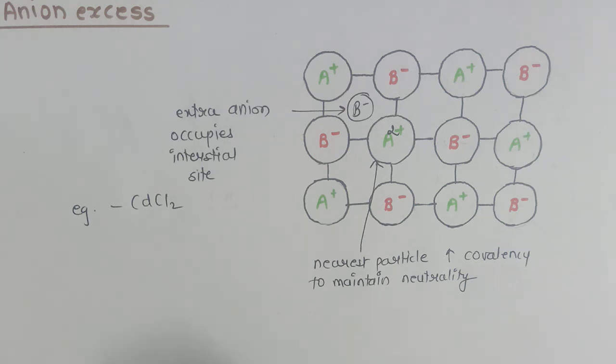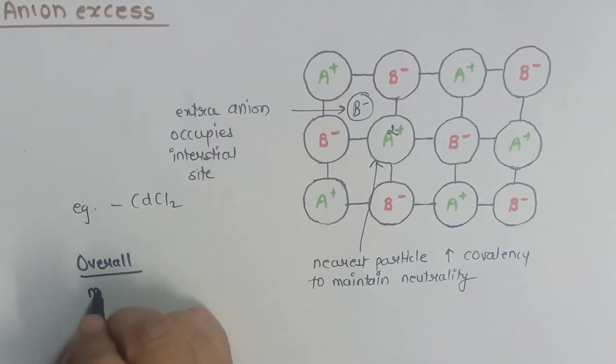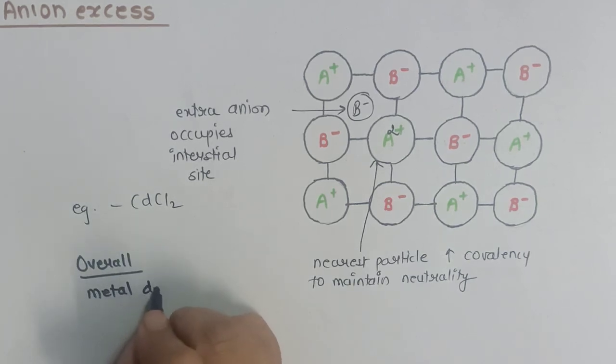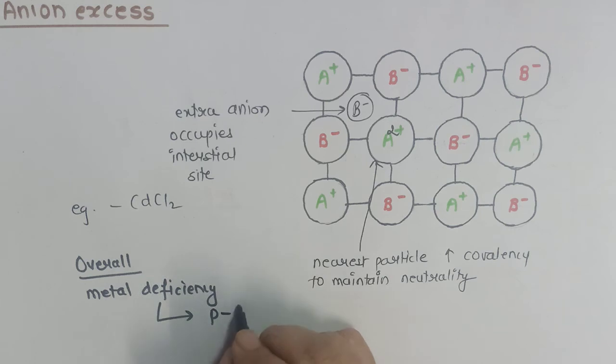Overall, we can say that the metal deficiency defect results in the formation of a p-type semiconductor.